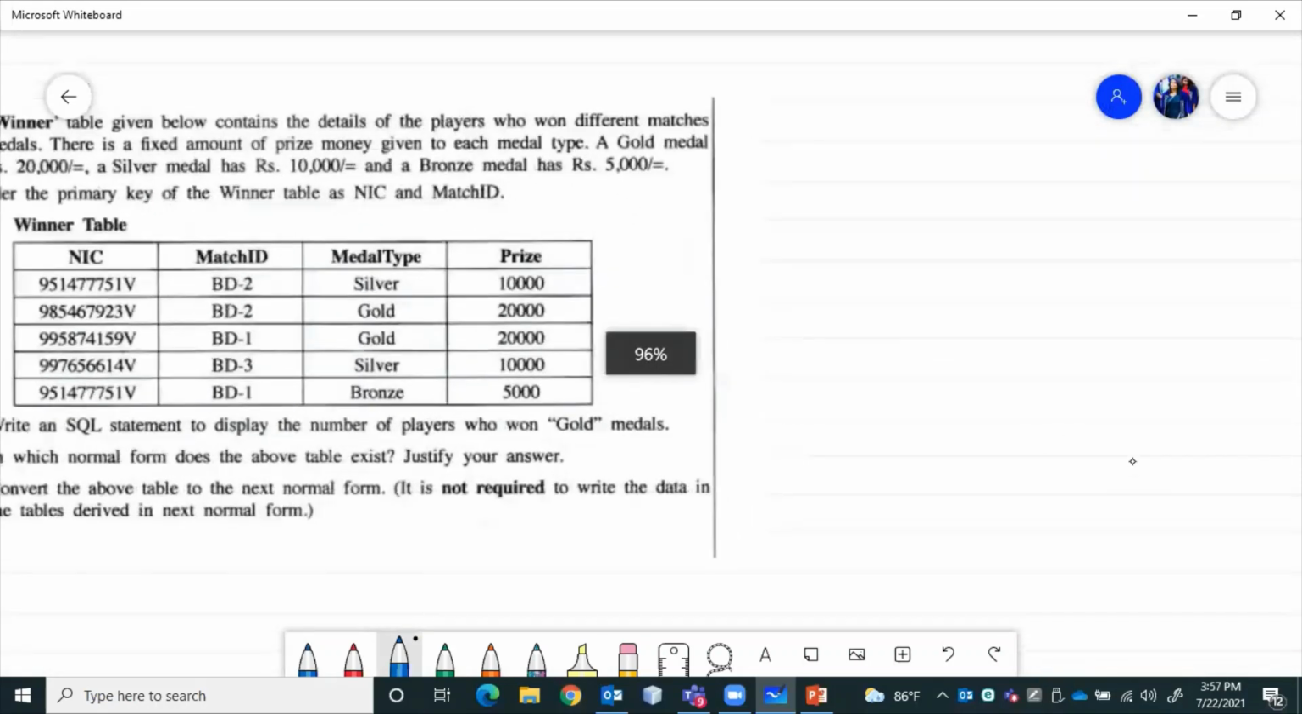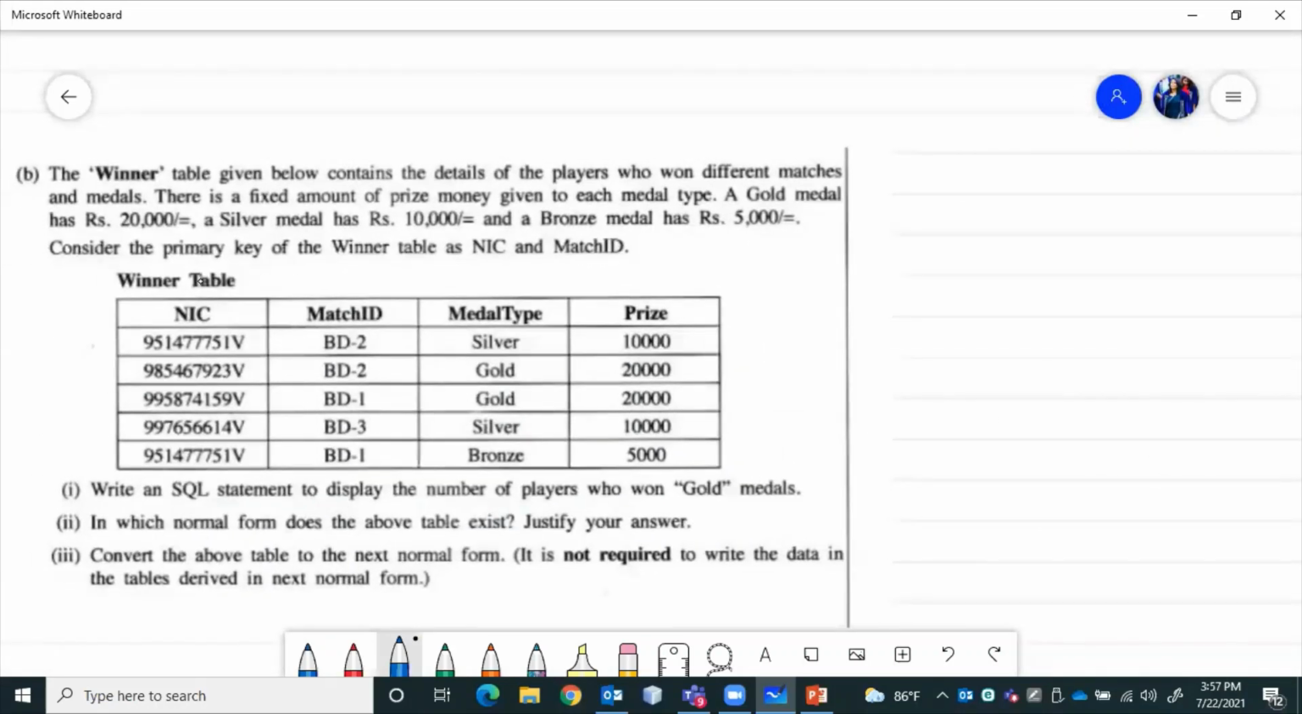Here, I'll zoom in a bit. This is the winner table. It contains the details of the players who won different matches and medals.